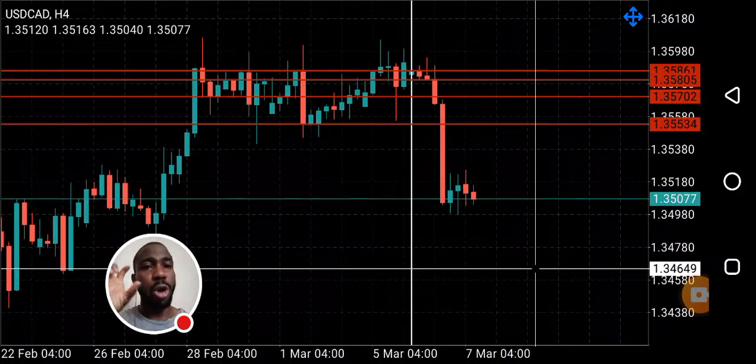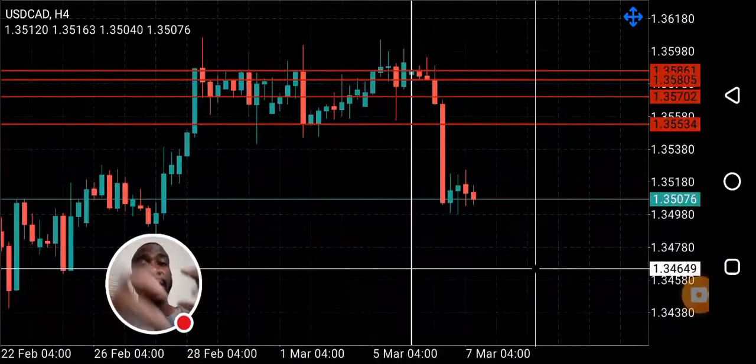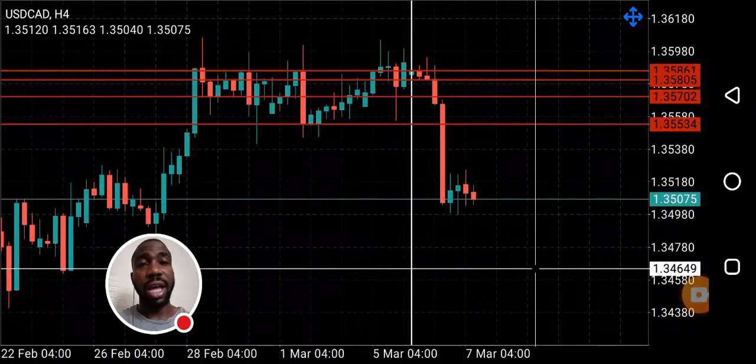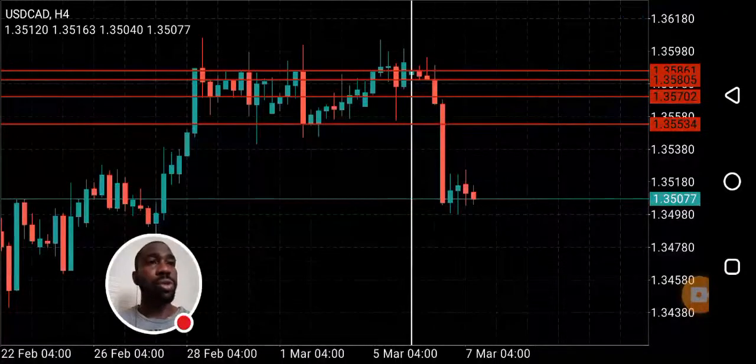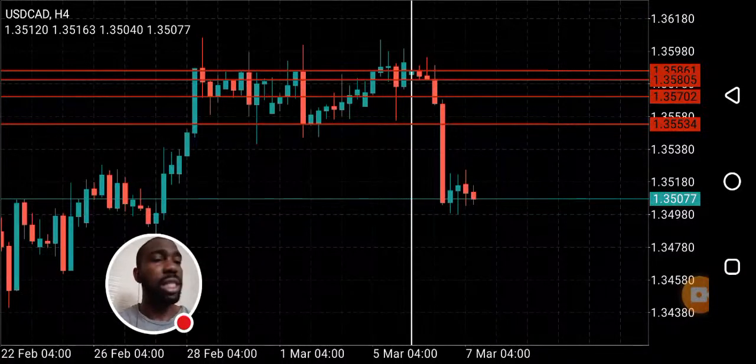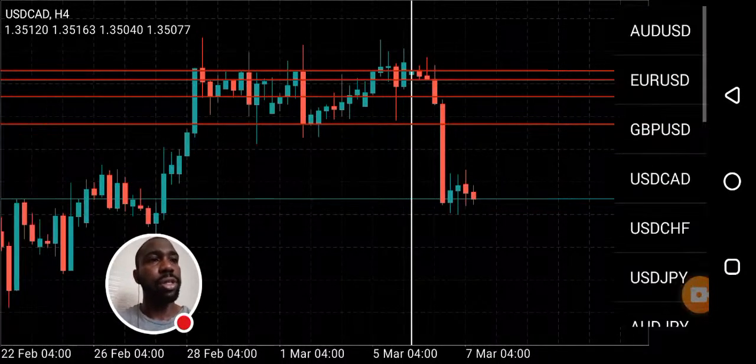But Australian dollar JPY is still very good. I'd rather risk Australian dollar JPY than risk USD CAD, and that's because of the major news that will be released from the United States. So that is it on USD CAD. USD JPY is bearish also.